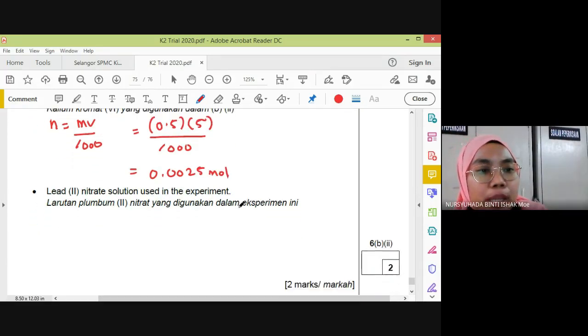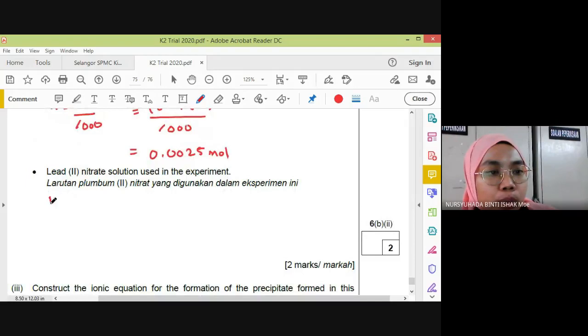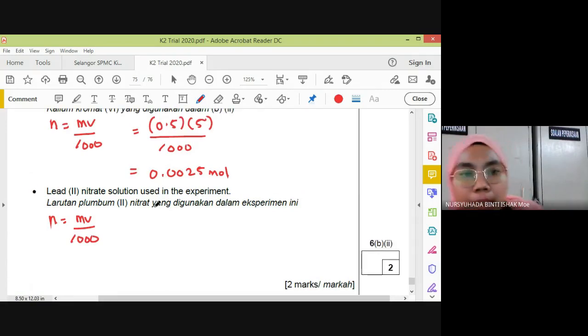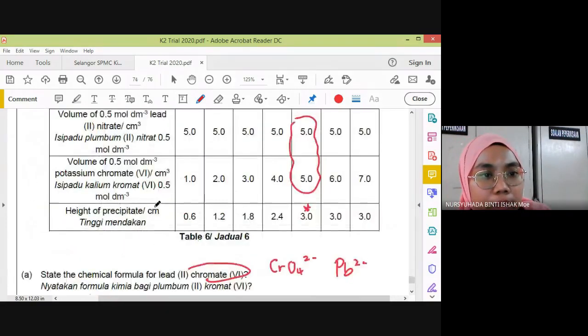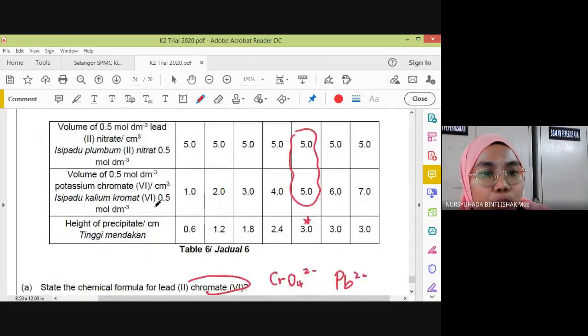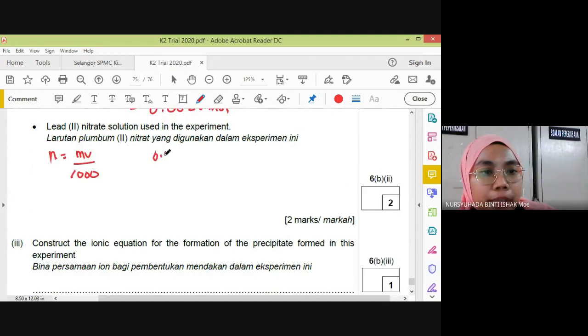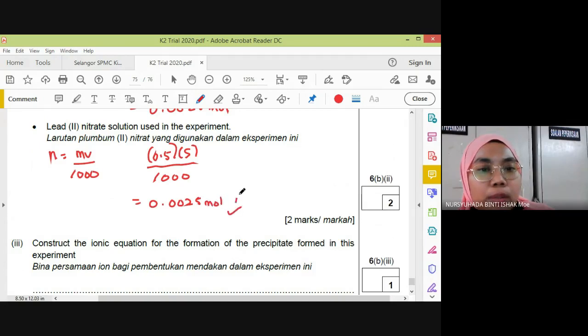Okay, same goes to lead(II) nitrate using n equals to MV over 1000. Concentration sama kan tadi, lead(II) nitrate, also 0.5. And then volume use 5 because masa 5 lah dia complete. Divide by 1000, so dapat 0.0025 mole. Satu markah sini, satu markah di atas.